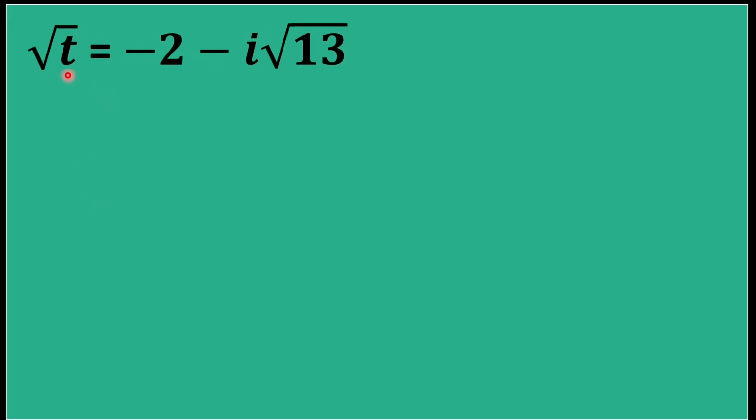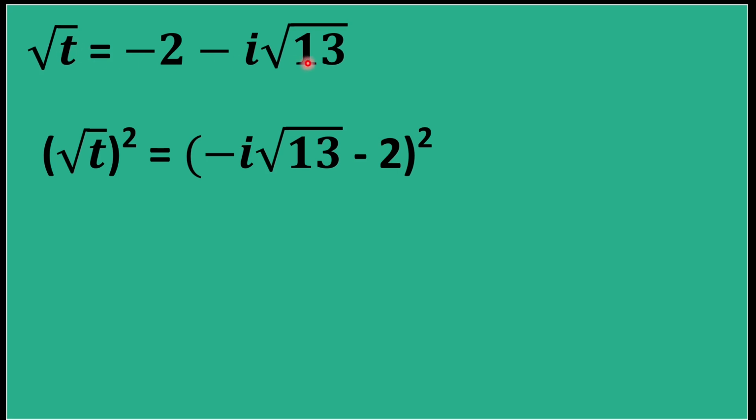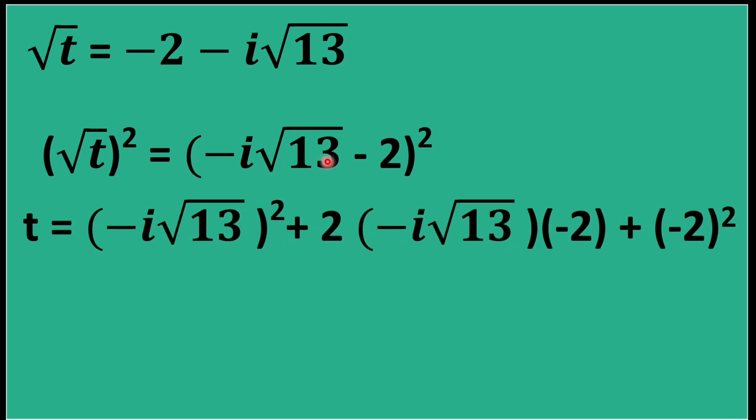And now we will take the other part, which is minus 2 minus iota under root 13. So let's solve this part of the equation. Again we will take square on both sides. After taking square on both sides, this square will cancel this square root, and here both the values are in minus. So overall here we will use the a plus b whole square formula, and we will take a equal to minus iota under root 13, and we will take b as minus 2.